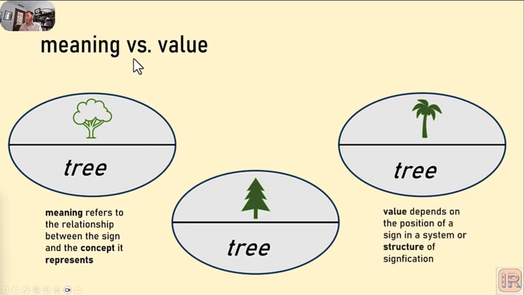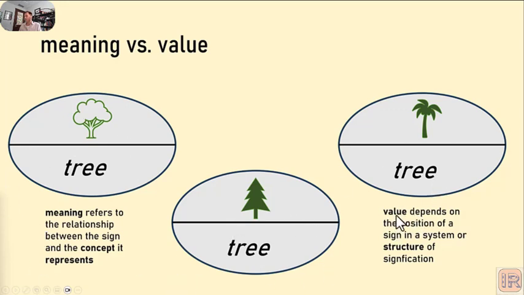So how do we distinguish? It helps to distinguish between meaning and value. Value depends on the position of a sign in a system or structure of signification. So the value of tree can vary depending on the context. Are you in Mexico? Are you in northern Canada? Are you in Virginia or Missouri? That may change the value that is called to you by the meaning of the sign tree.